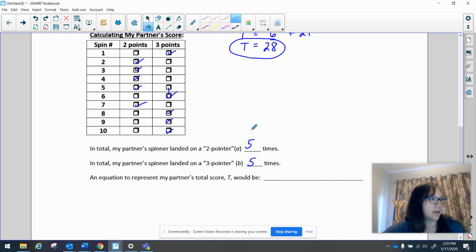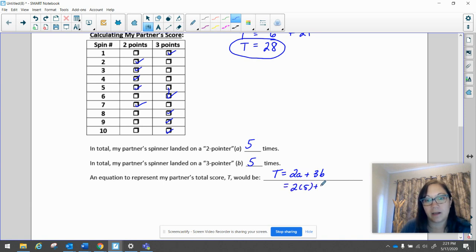Okay, so then theirs would be T equals, again, 2A plus 3B. So 2 points for every time they got result A, and 3 points for every time they got result B, and they happen to get each of those 5 times. So their score would be 25.